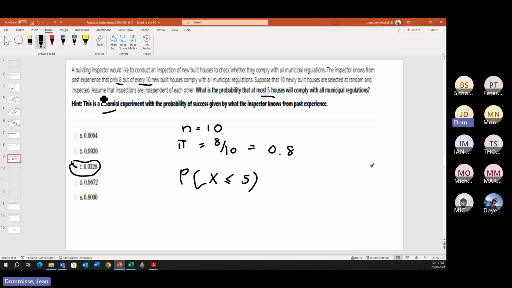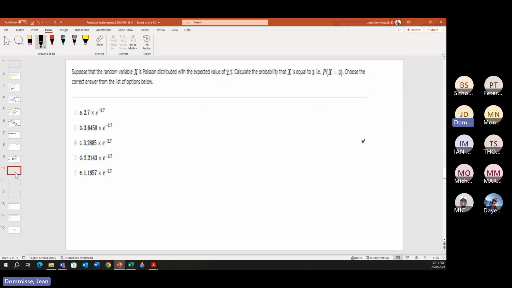Okay, the one thing that might have caught you out is how do I get that pi? But in this one, they have hidden it nearly in the words. So out of past experience, 8 out of 10, which would have given us that 0.8 that we needed to look at. Okay, so that was binomial.